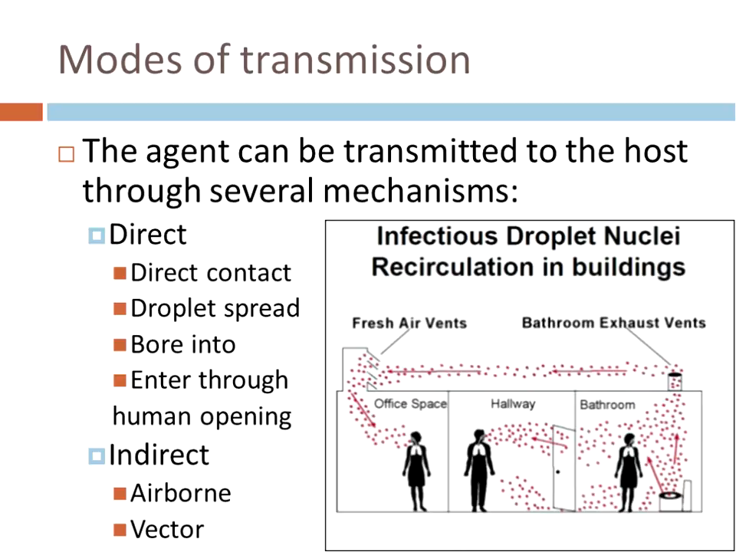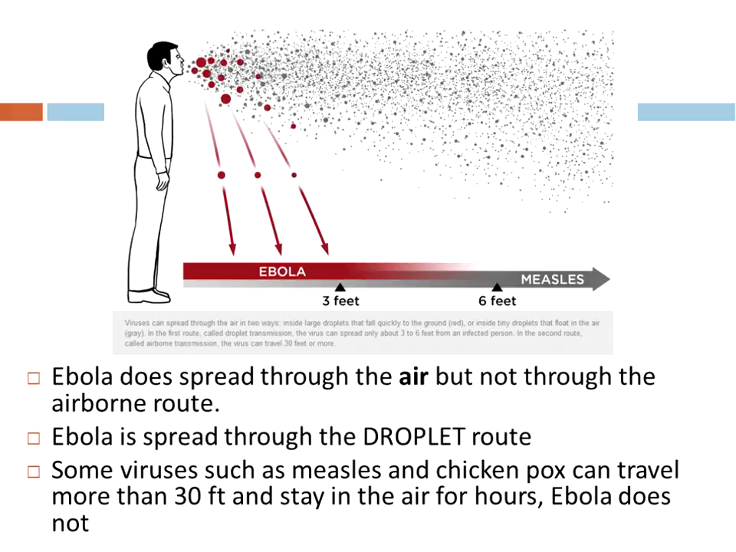And our mode of transmission: direct contact with the disease agent through droplet spray, such as sneezing, whether it bores into your body, like a mosquito, or enters through an opening, gets in your eye, your ear, or your nose. Indirect contact is when something lives in the air for long periods of time, or a vector, and we'll talk about vectors in the next few slides.